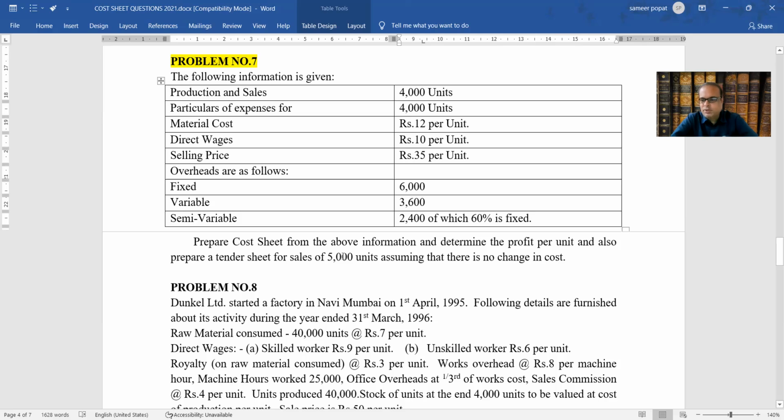If they ask us to prepare the cost sheet for another quantity, that is known as estimated cost sheet or tender cost sheet. Tender cost sheet means we need to give the quotation for selling 5,000 units by us. For that, we need to prepare the cost sheet, and that cost sheet is known as estimated cost sheet. So we need to prepare two different cost sheets. One is for 4,000 and one is for 5,000 units. Okay, let us start.